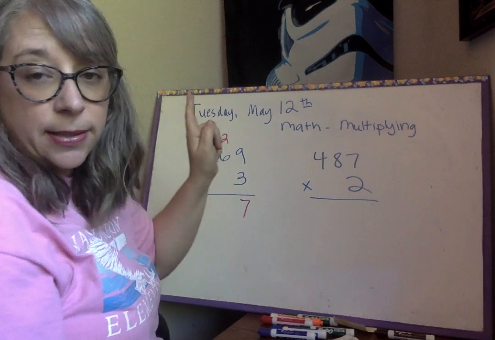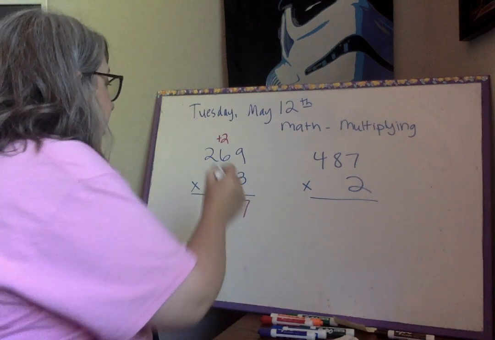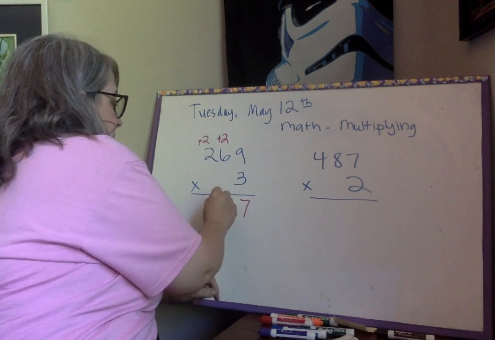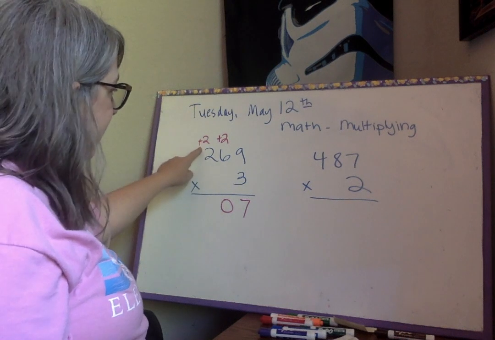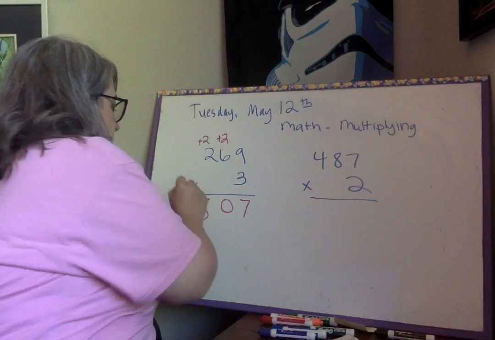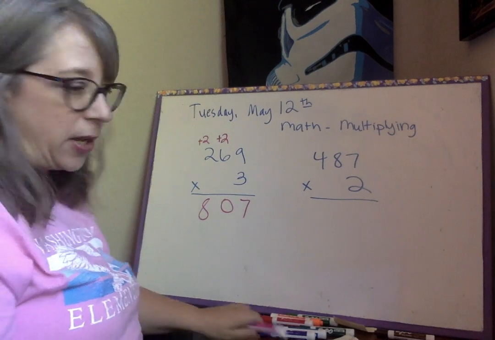3 times 6 is 18, 19, 20. Put your 0 down here. 2 times 3 is 6, 7, 8. Got to add those two. So 2 times 3 is 8, plus 2, is 807.